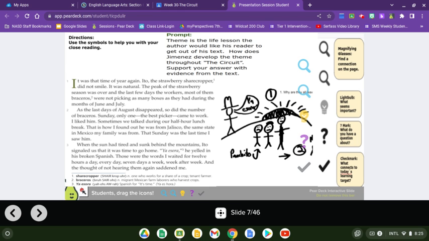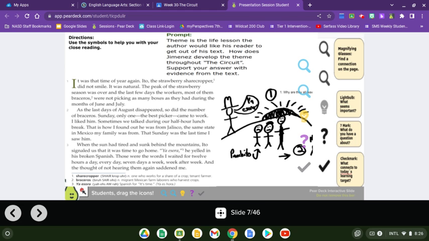It was that time of year again. Ito, the strawberry sharecropper, did not smile. It was natural. The peak of the strawberry season was over, and the last few days the workers, most of them braqueros, were not picking as many boxes as they had during the months of June and July. As the last days of August disappeared, so did the number of braqueros. Sunday, only one, the best picker, came to work. I liked him. Sometimes we talked during our half-hour lunch break. That is how I found out that he was from Jalisco, the same state in Mexico my family was from. That Sunday was the last time I saw him.